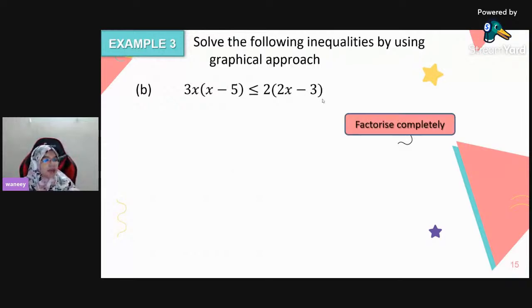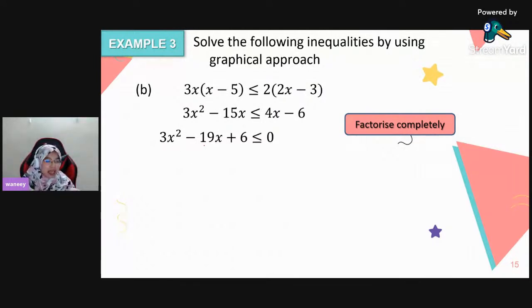Okay, so expand. You should be able to see that this is 3x squared minus 19x plus 6 less than or equal to 0. So this is basically a quadratic inequality. If you have a quadratic inequality, you should be able to factorize it completely, because we need to find the roots. Factorize completely, you are going to get (3x minus 1)(x minus 6) less than or equal to 0.